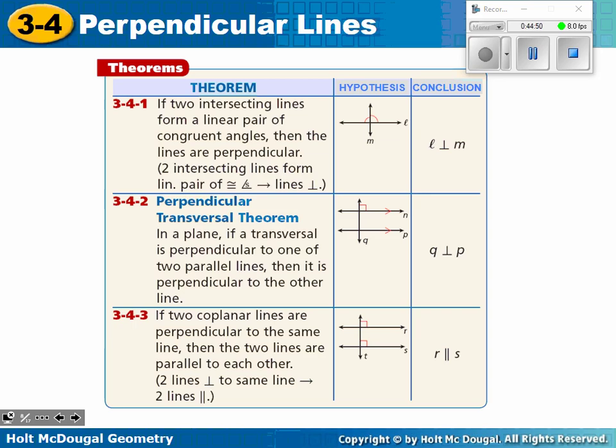Okay, let's try again. Here we go. Quickly. Look at the picture. Which lines are parallel? N and P. So in your, oh my goodness, why won't it let me write? I don't know. I'm going to do it over here. Okay? So this is the perpendicular transversal theorem. Let me redraw my picture.